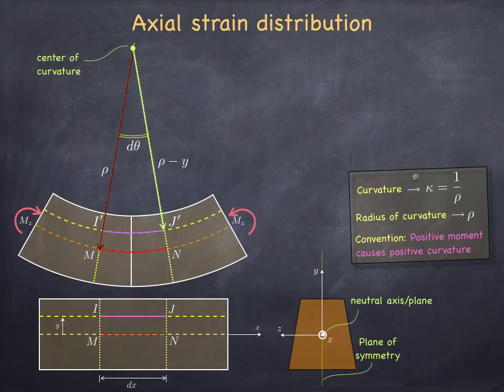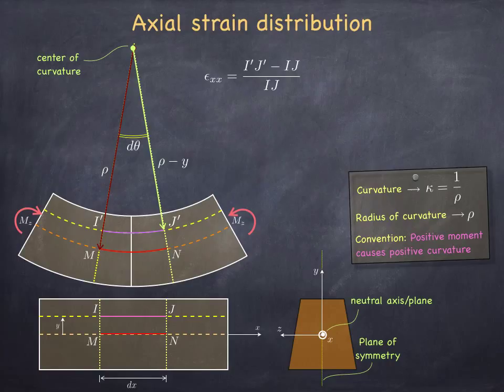So now I know rho, and I want to obtain a measure of strain at the location, elevation y, of this little segment I prime J prime. For that I need to determine the new length of the segment, subtract the original length of the segment, and normalize the result by the original length. That is the definition of Lagrangian strain. We know that both I prime and J prime are located rho minus y away from the center of curvature, so we've already marked that.